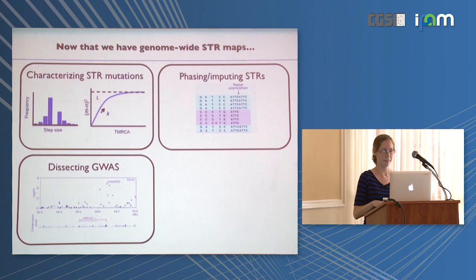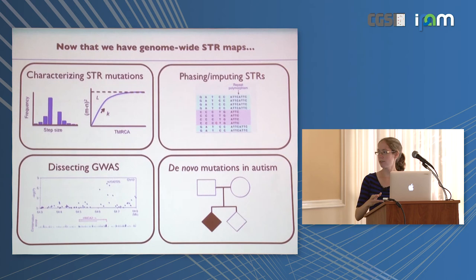We have a lot of work trying to figure out, given that there might be an STR association in some region, how we can dissect those in the context of GWAS hits to figure out if STRs versus SNPs are causal variants, which I didn't have time to talk about. There's also a lot of work being done on looking at de novo STR mutations and how those might be involved in disease. So these are just some of the many applications that we can do now that we have tools to look at these repeat regions of the genome.